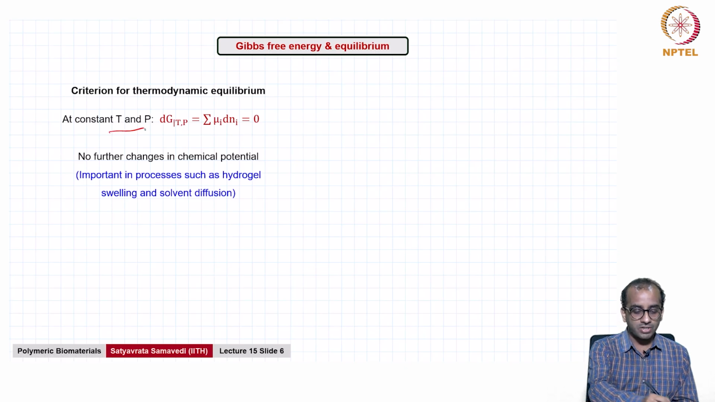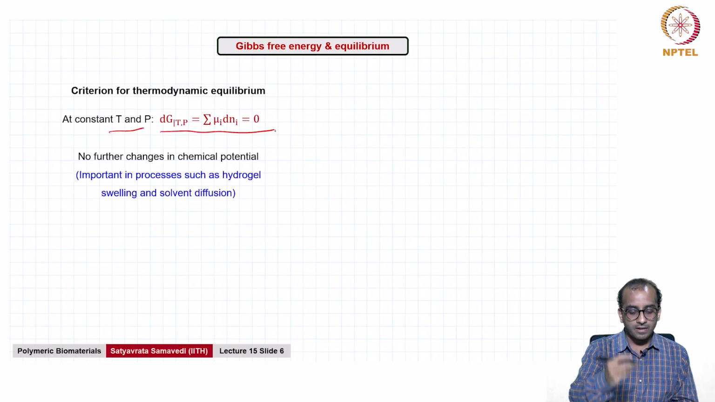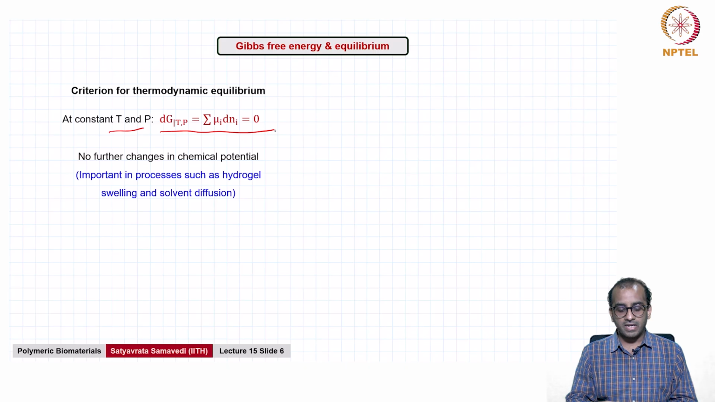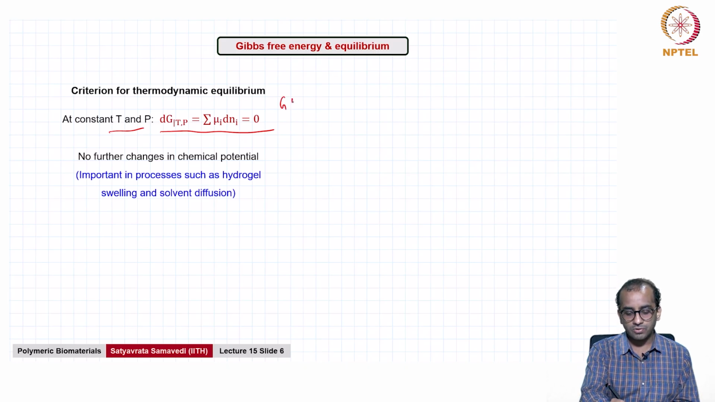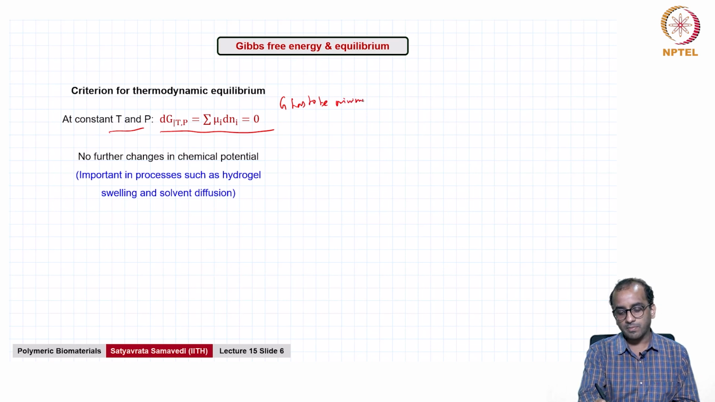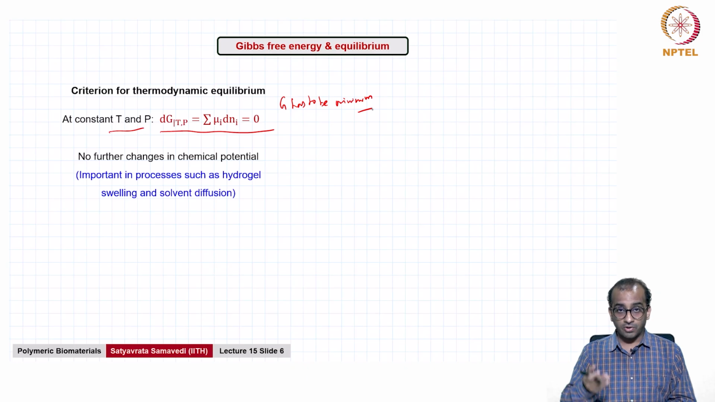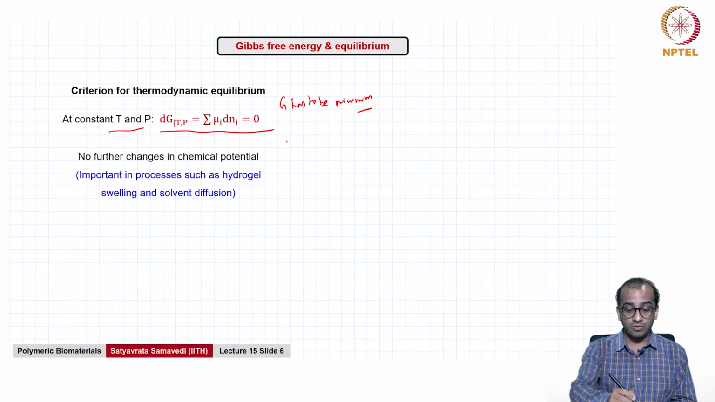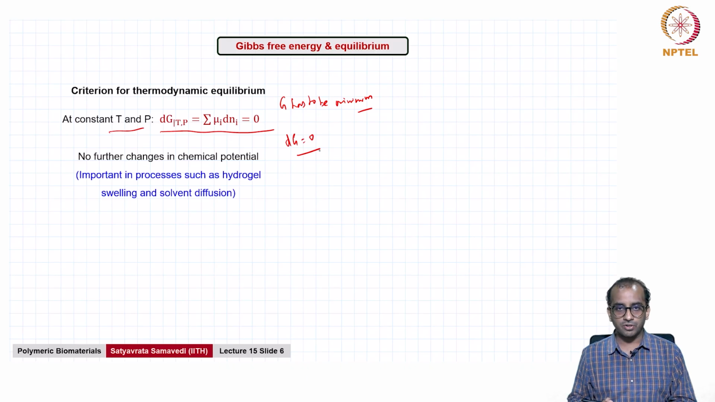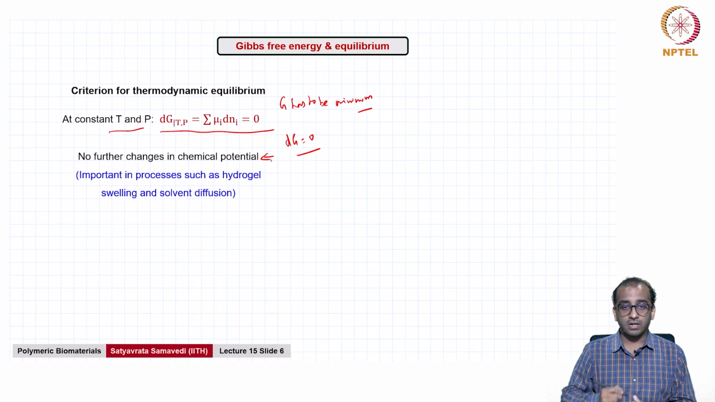So, at constant temperature and pressure, for equilibrium, G has to be minimum. There cannot be another state with a lower free energy if the system has already reached equilibrium. That is what it means. So, dG is 0 at equilibrium, of course with temperature and pressure being constant, or in other words, no further changes are allowed in chemical potential.